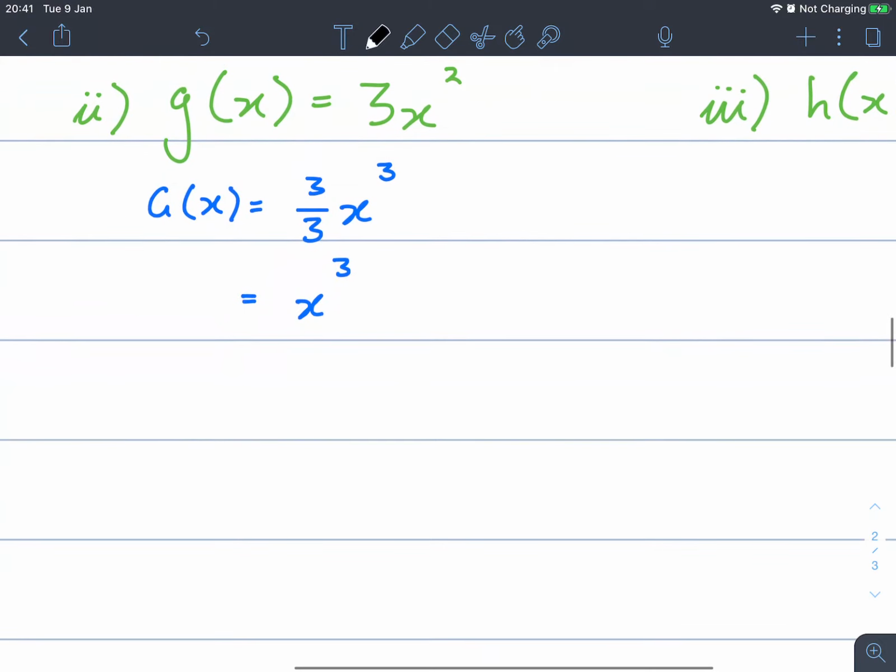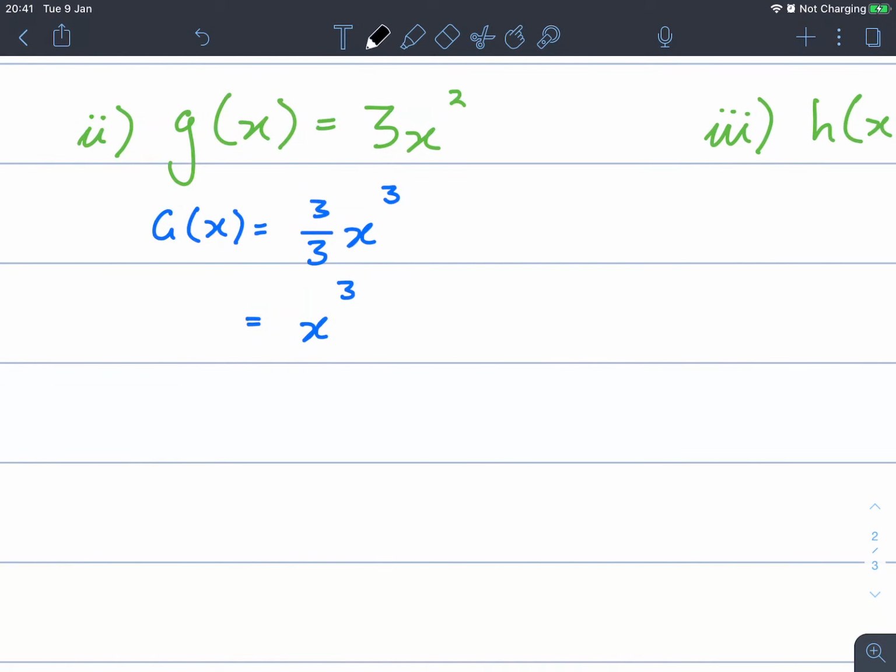If ever you're unsure if you got the correct primitive or not, we differentiate the answer that we got here. Differentiating this, we get 3x squared, which is correct to what we were looking for.